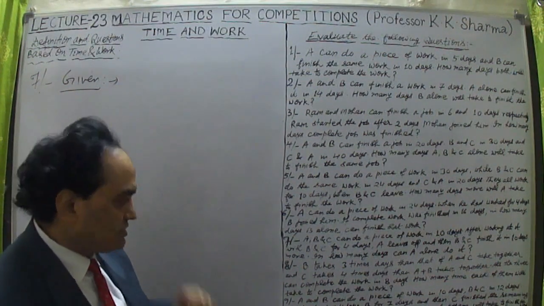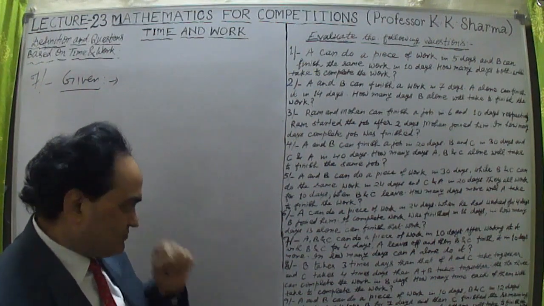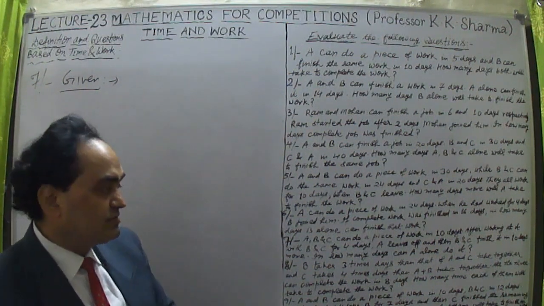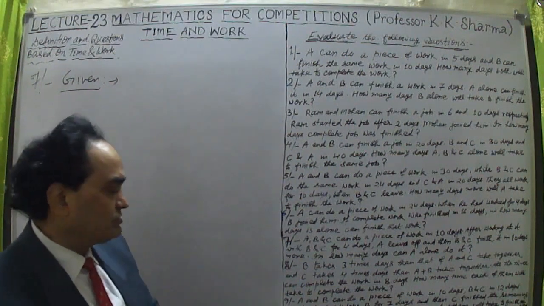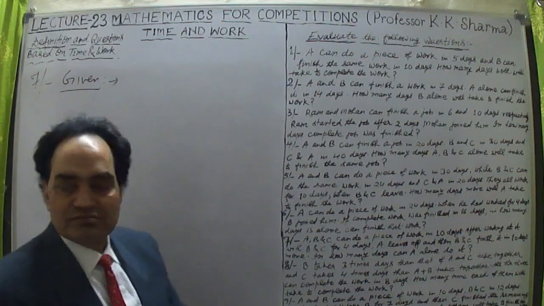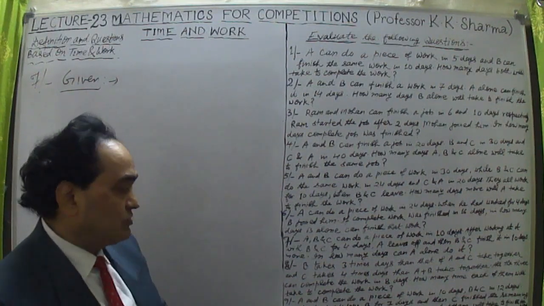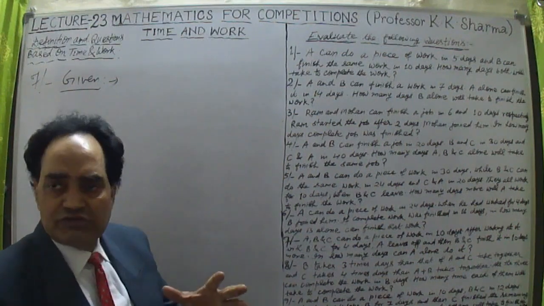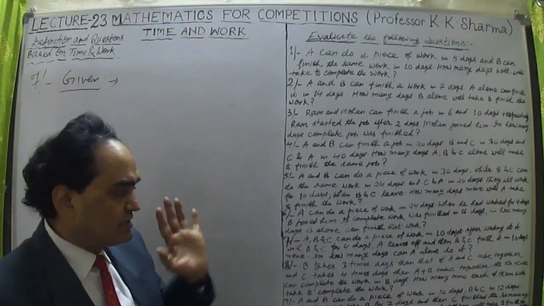For 4 days, B and C, okay, for 4 days A leaves off and then B and C finish it in 10 days more. In how many days can A alone do it? Oh, that is the point. Okay. Now it says that all the three can complete the work in 10 days.